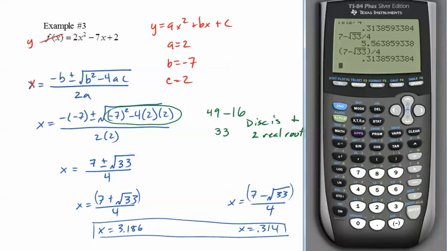All right, so there you go. I hope that's enough. There's a couple of examples for you dealing with the quadratic formula and the discriminant.